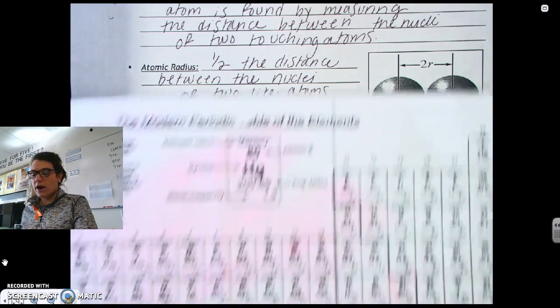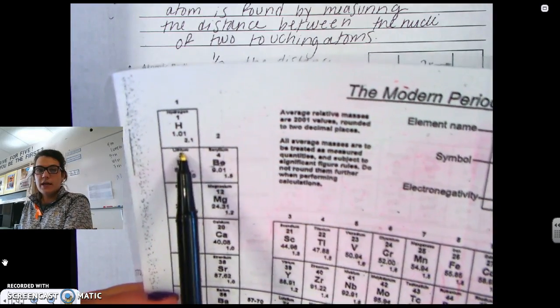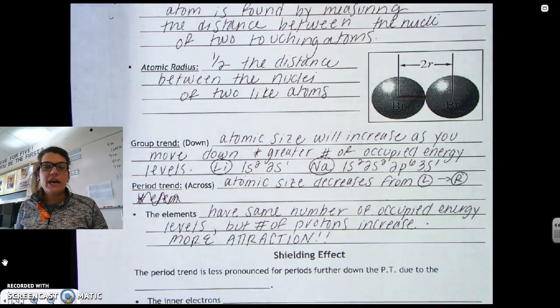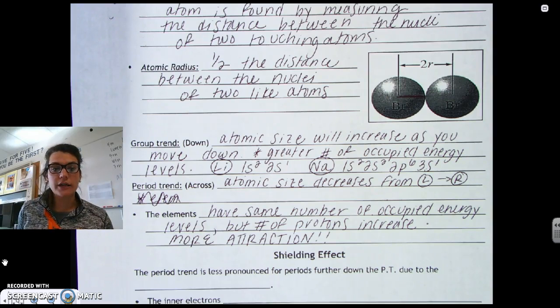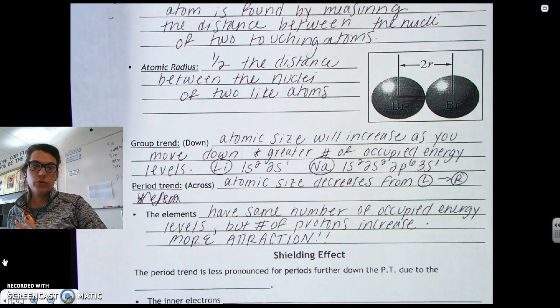So as I move from left to right, say from lithium to fluorine, the size of my atom is actually going to get smaller. Okay, now let's talk about why this is. I can't talk about different energy levels. Why? Because lithium and fluorine's electrons are in the same energy level. Lithium and fluorine's electrons are both in the 2 energy level, 2s for lithium and 2p for fluorine.